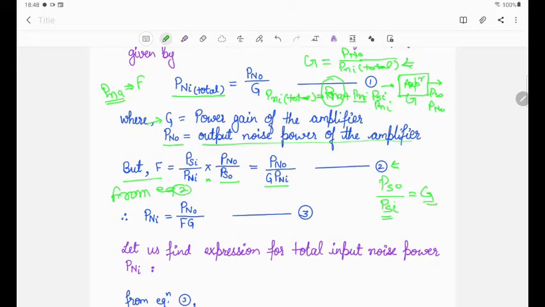From equation 2 we can write PNI is equal to PNO divided by FG. PNI is the input noise power, PNO is the output noise power, F is the noise factor, and G is the gain. This is equation number 3.